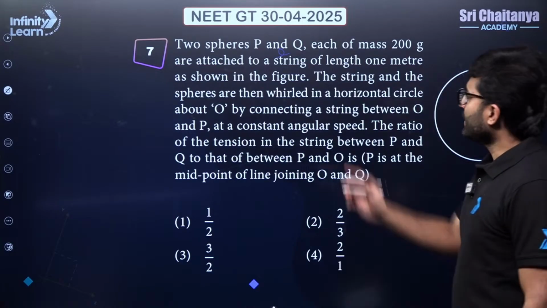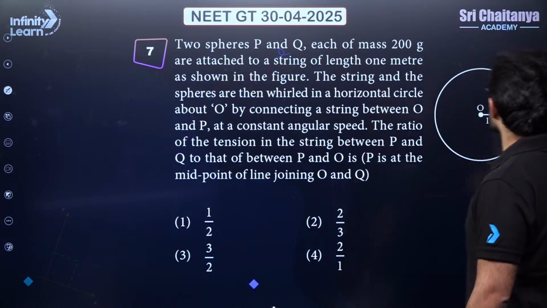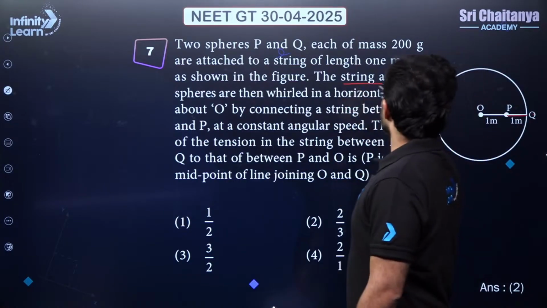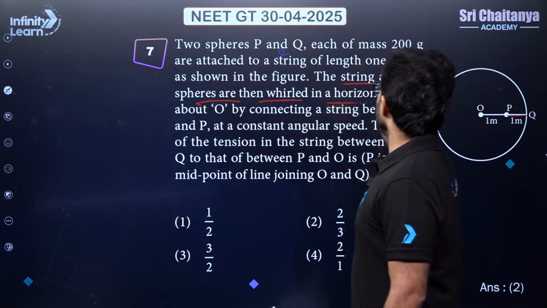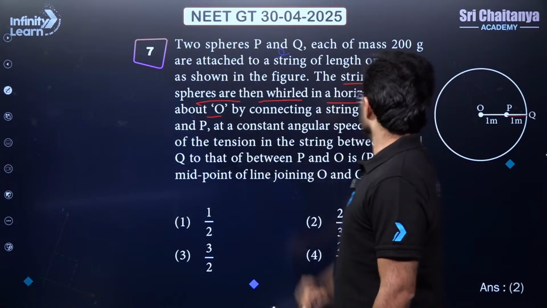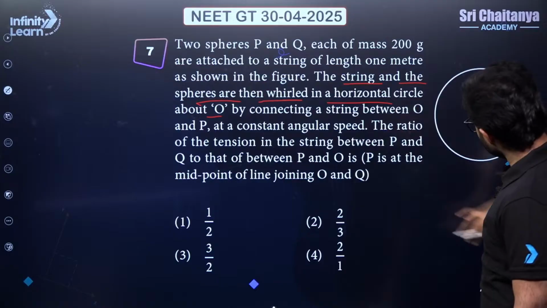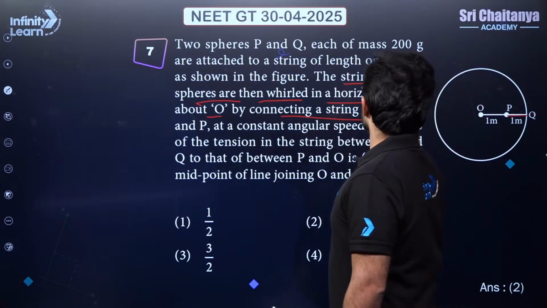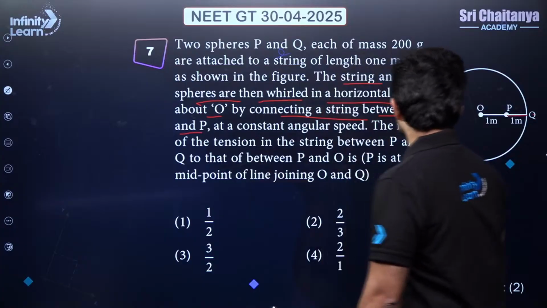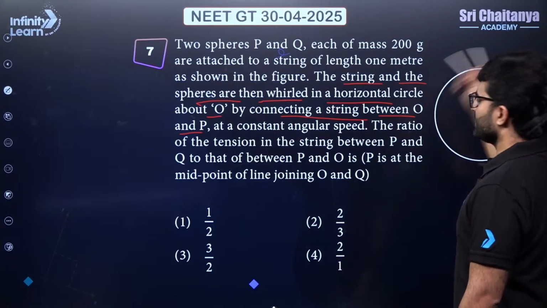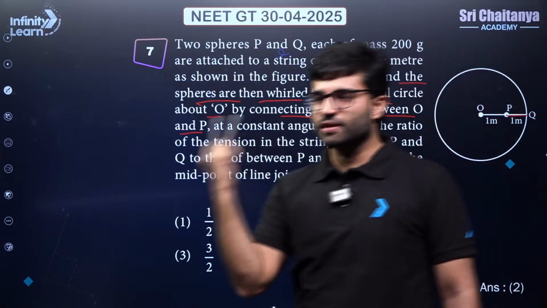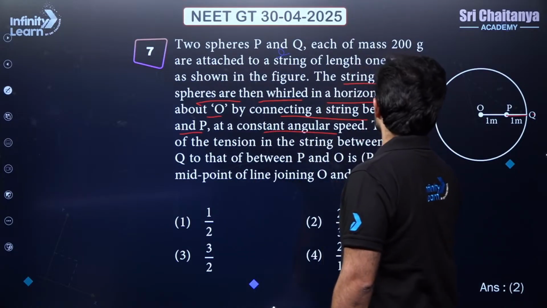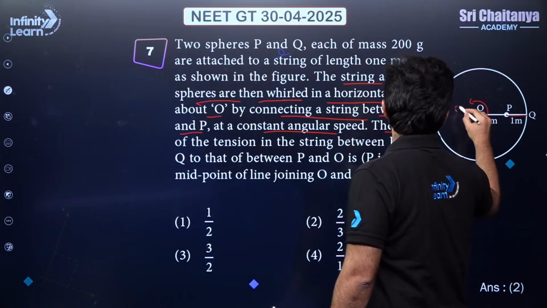are attached to a string of length 1 meter. So this is 1 meter of string which is attached here, okay, fine. The string and the spheres are then whirled in a horizontal circle about O. So both of this setup is basically moving like this, right? By connecting a string between O and P. So we are connecting a string between O and P and basically whirling it around like this in a horizontal circle, right? At constant angular speed. So angular speed is constant here.